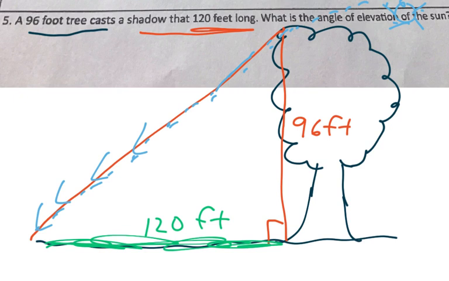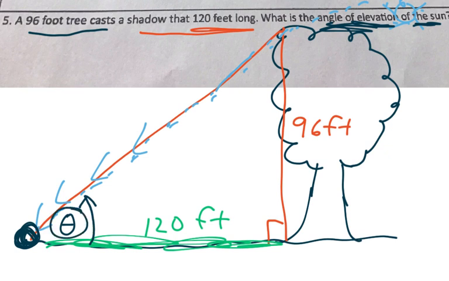They want to know the angle of elevation of the sun. In other words, we're standing over here at the edge of the shadow, and we're looking up at the sun above the tree, right? We want to know this angle of elevation. Remember, when you're looking upwards, it's elevation. When you're looking downwards, it's depression. Okay? But anyways, if we're looking at theta here, I hope you agree that the tree is opposite of my angle.